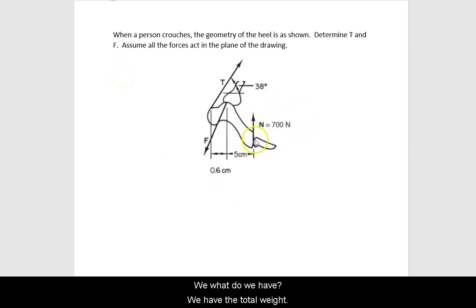What do we have? We have the total weight. We have the distance between this pivot point where the bones meet and the Achilles tendon, and the distance between this pivot point and where the center of mass of the weight is. And we know the angle between the Achilles tendon and the horizontal.